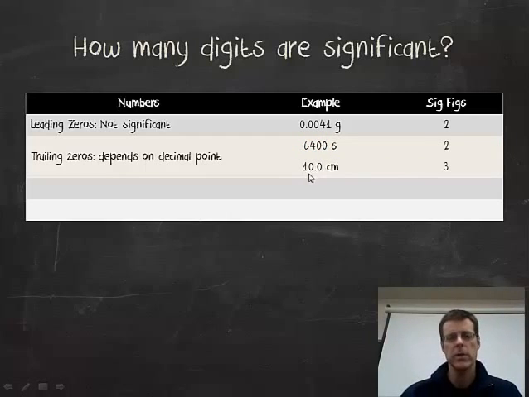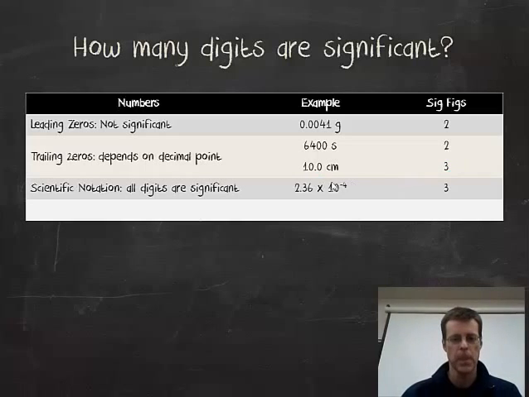On the other hand, with this 10.0 centimeters, the fact that somebody has gone out there to take the trouble to write down decimal 0 suggests to me that the measuring device that they were using was able to measure into that millimeter column, that 1/10 of a centimeter. So I would say that that one does indeed have 3 significant digits. In the case of scientific notation, all of the digits in that main body of the number are significant.